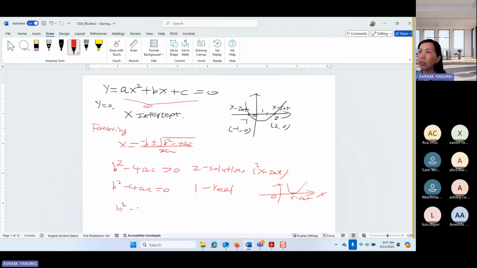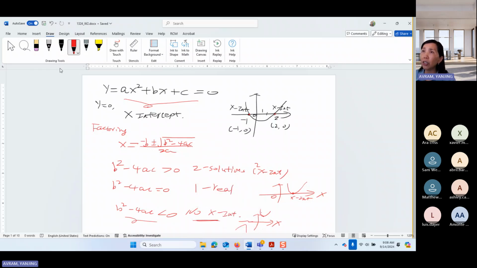If this whole thing is less than 0, that means no x-intercept. No x-intercept at all. So in what kind of situation do you not have an x-intercept? Maybe the graph is above the x-axis and facing up, so it never touches the x-axis, right? So there's no x-intercept. Or you can have the graph facing down but below the x-axis. In this kind of situation, b squared minus 4ac would be a negative number, which means there's no x-intercept. All right, so that is a very important one for the x-intercept.